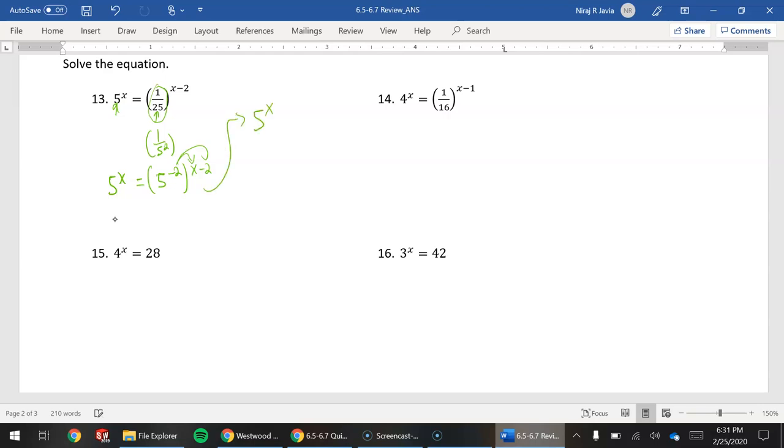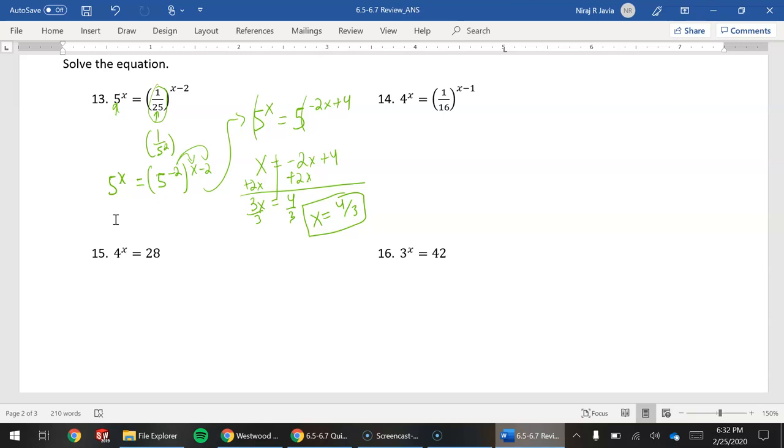So 5 to the x is equal to 5 to the negative 2x plus 4. The bases are now the same, and if the bases are the same, we can set the exponents equal, and we have x is equal to negative 2x plus 4. I'm going to add 2x to both sides. The 3x is equal to 4. Divide by 3, divide by 3, I get x is equal to 4/3. That's how you use the properties of equality for exponential equations to your advantage, and that's how you get an x.